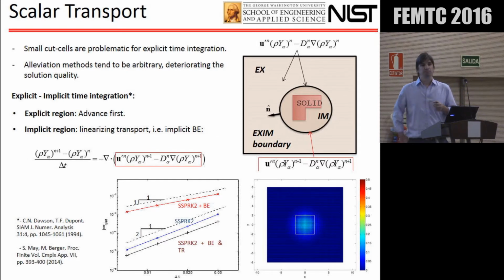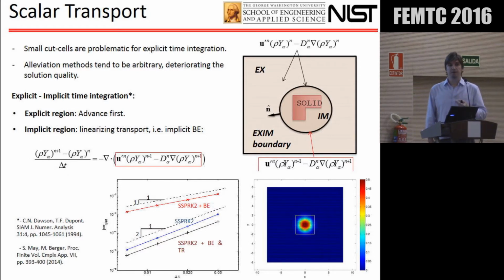So there are alleviation methods for them. In general, you can merge cells in one way or another, or transmit the mass given in one cut cell to its neighbors. The other option that we are exploring is basically solving that region of cut cells and the cells surrounding them in an implicit manner. An implicit manner is a more costly way of integrating, but the good side is that these stability issues go away, in a linear sense.